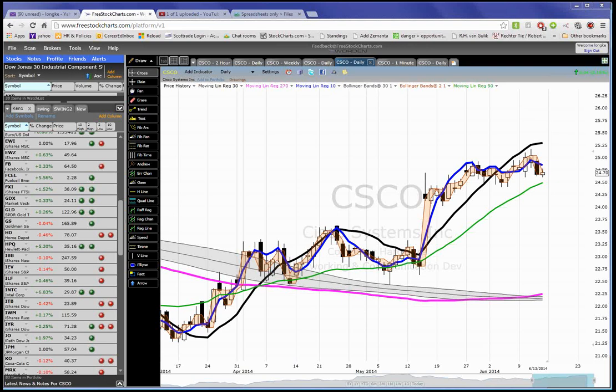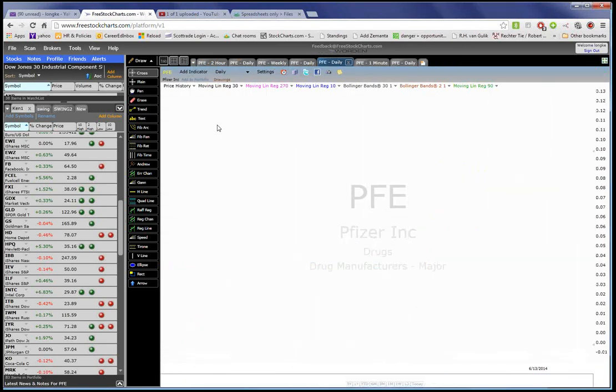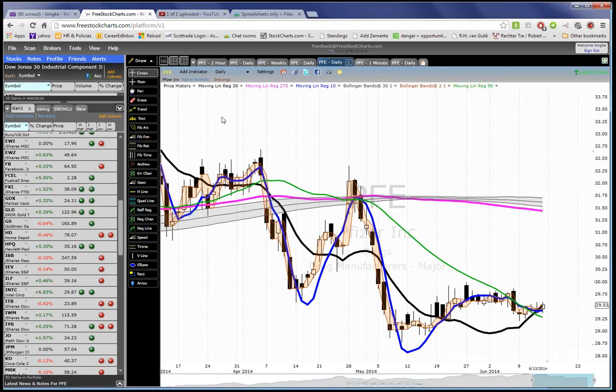We'll start with Pfizer. Pfizer was in the number 1 position. And you can see it's a little easier to see on this one. We have Pfizer in a rising sideways quiet channel. The last 5 days have been higher lows. The 30-10 crossover has occurred.